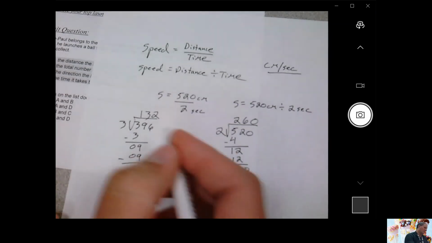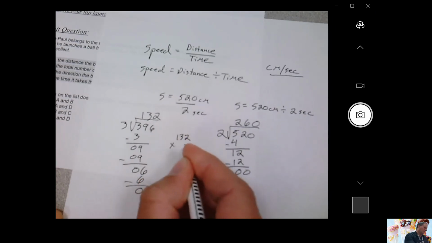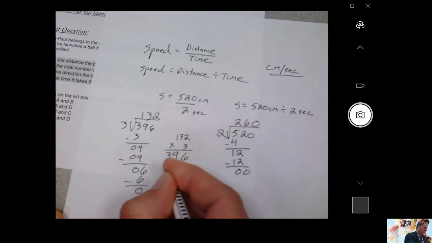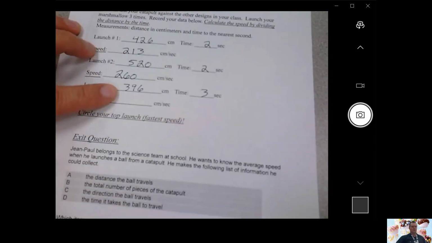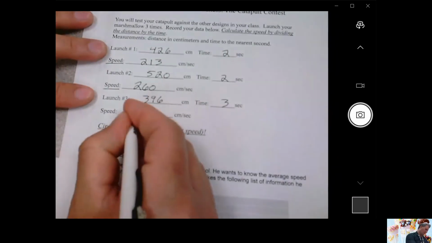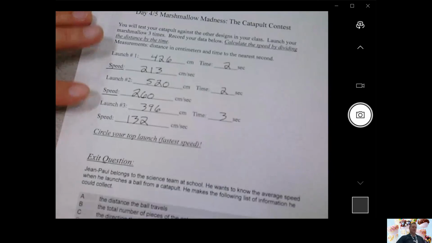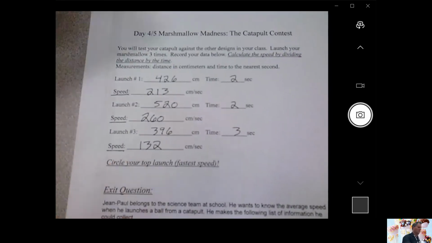So what I'm doing is always doing some checking. I always want to check my math. It's always a good idea. Boom. Notice that that equals my original launch total. So I know my division is in good shape there. So that was what, 132? Wow, 132 centimeters per second. 132 centimeters per second for my speed of launch 3.